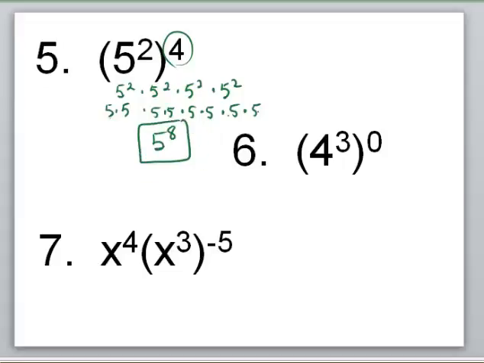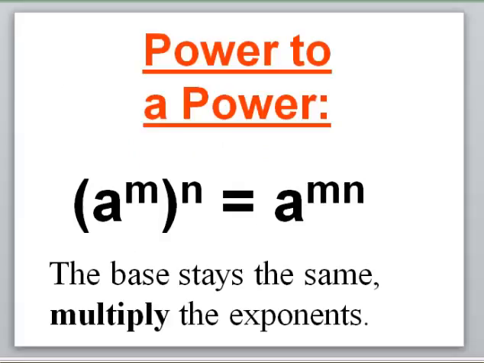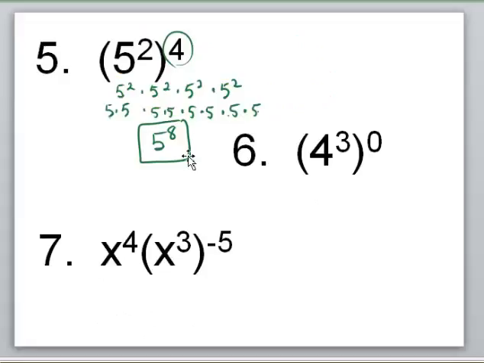Using that rule of power to a power and just multiplying those together, I could just multiply 2 times 4 and get my answer of 8. So we're going to use that rule from here on out. We're going to say this is 4 to the 3 times 0. 3 times 0 is 0, and I know 4 to the 0 power then is 1.